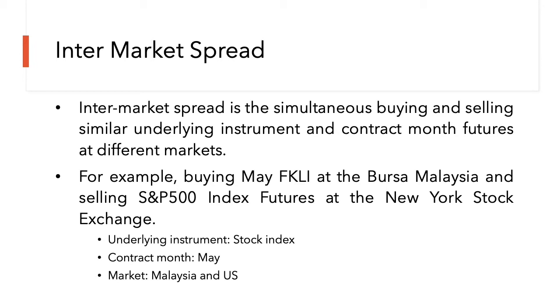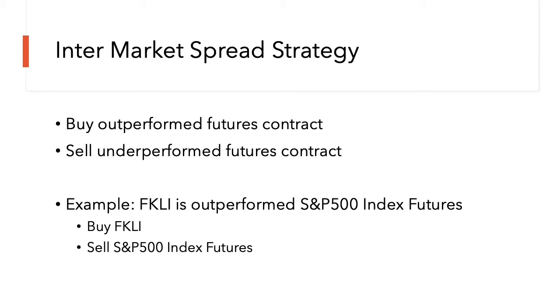The difference is the market. One transaction is in Malaysia, another transaction is in the US. You buy in Malaysia and sell in the US. So that is intermarket spread: same underlying instrument, same contract month, different market.